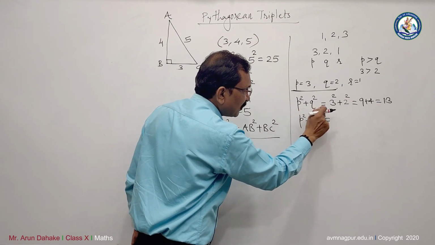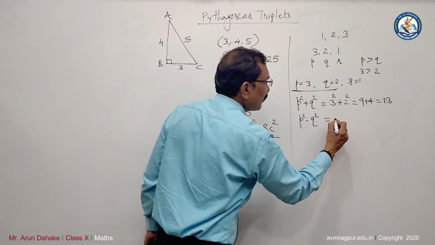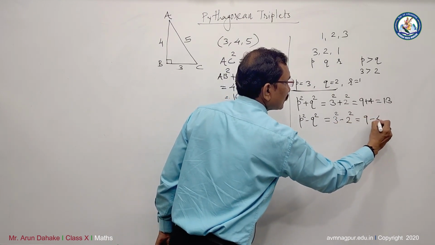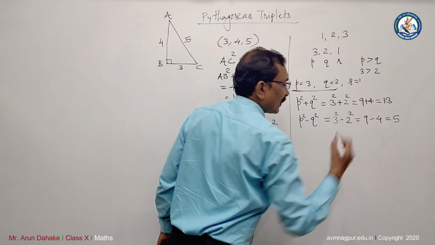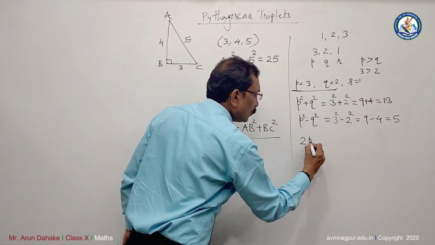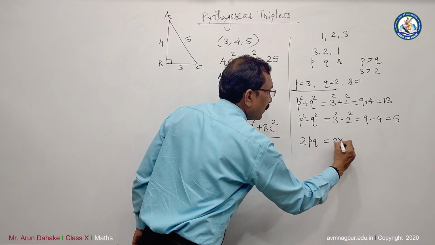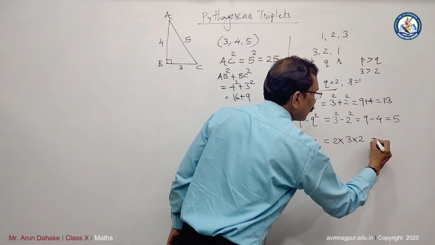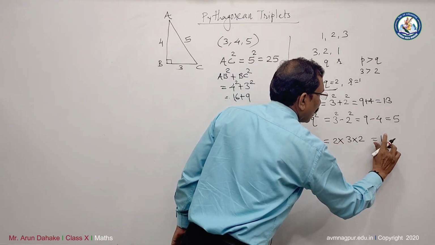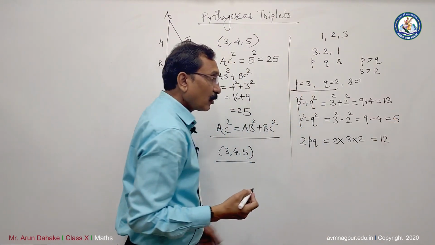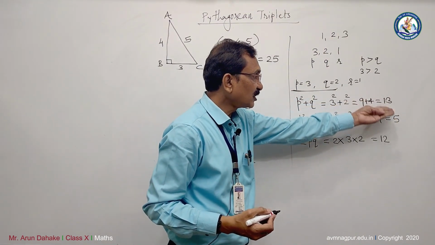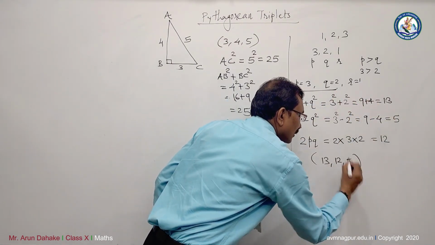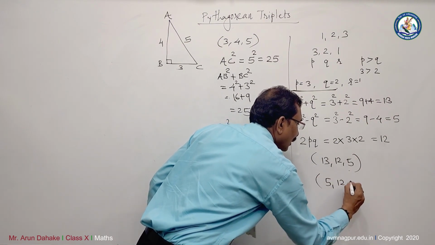First you find P square plus Q square. P square minus Q square is 3 square minus 2 square, which is 9 minus 4, equal to 5. And the third one is 2PQ. 2 into P, that is 3, into 2: 2 threes are 6, 6 twos are 12. This is 12. We have got three numbers 13, 5 and 12, and this is a Pythagorean triplet. Or you can write 5, 12 and 13.